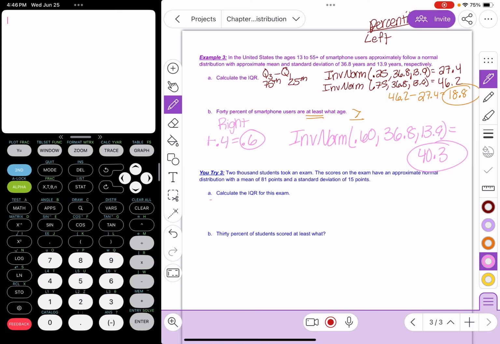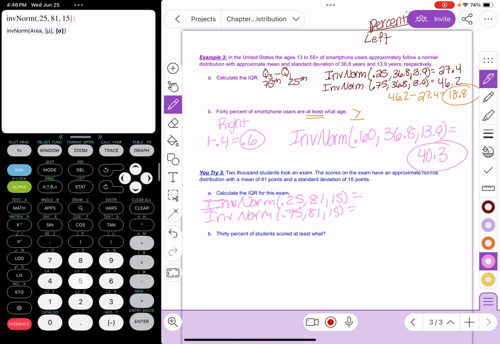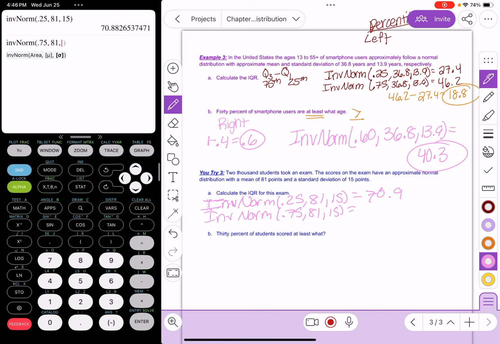All right, so IQR is inverse norm 0.25, 81.15, inverse norm 0.75, 81.15. So we get 70.9 for 0.25, 81.15, and 91.1 for 0.75, 81.15. Then if we subtract both of those, I get 20.2 for my IQR.